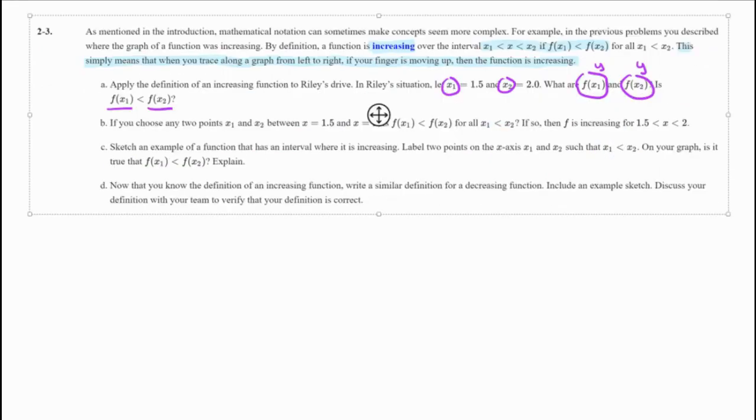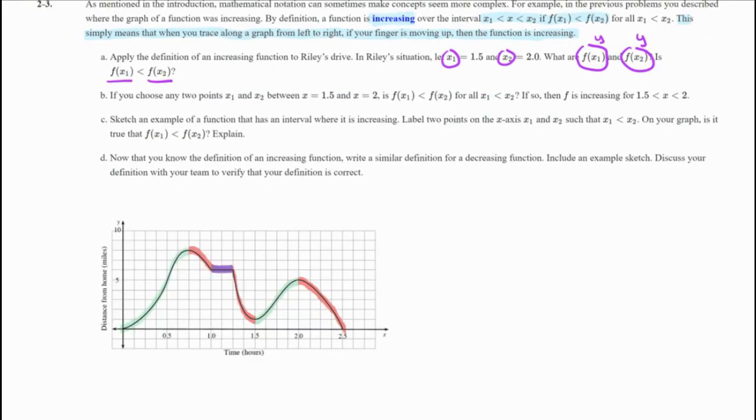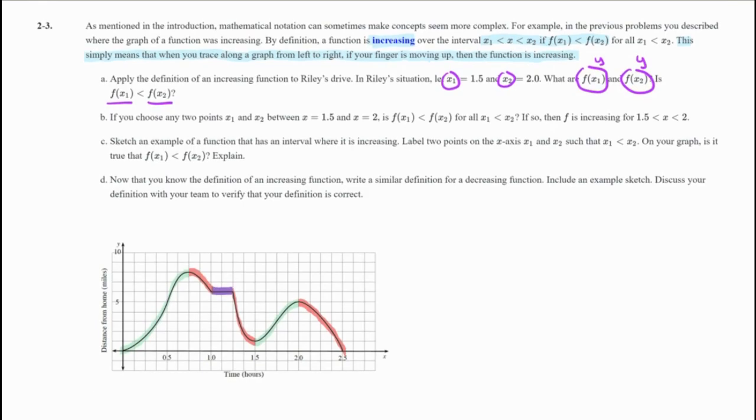And I'm just going to go down here and see if I can paste the graph that we're looking at. There we go. So again, let me just see this on the graph. So if I'm looking at x at 1.5 right here, x at 2 here, is the y value here less than the y value here? The answer is yes, because it's lower, and so we know that it is increasing.